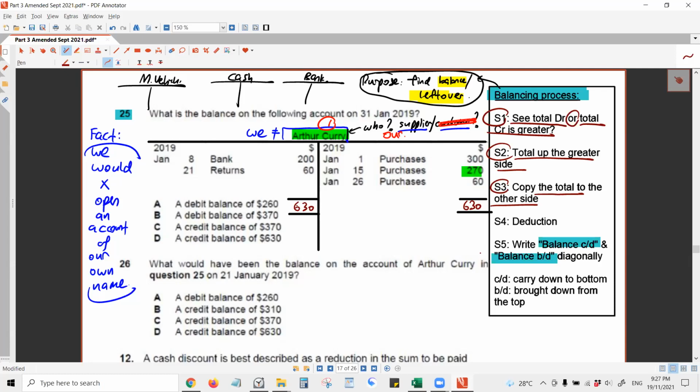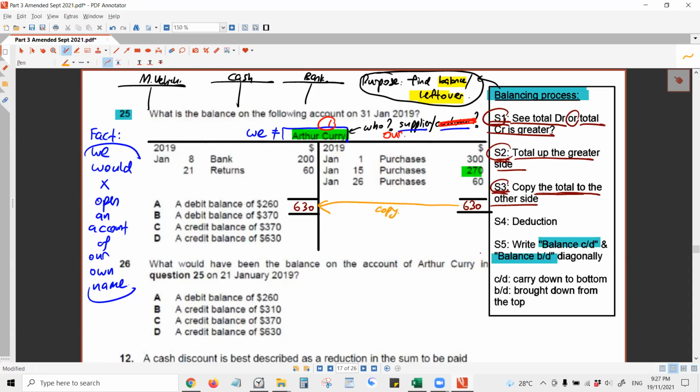Because sometimes the school teacher might be too fast in doing this process and you may get confused. But if you are guided step-by-step, I think you will not make mistakes. First step, see which side is greater. Second, total up the greater side. Third step, copy the total to the other side. Just now I copied this to here, to the other side.